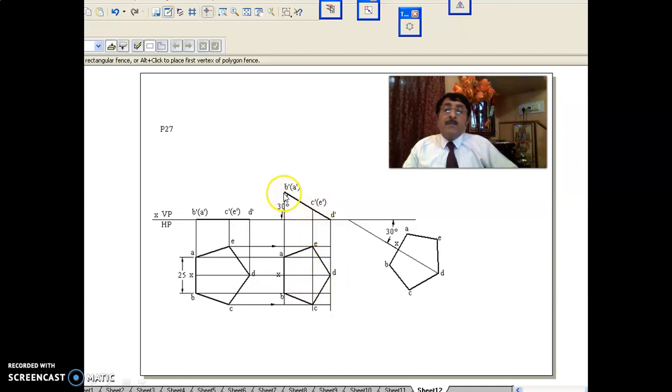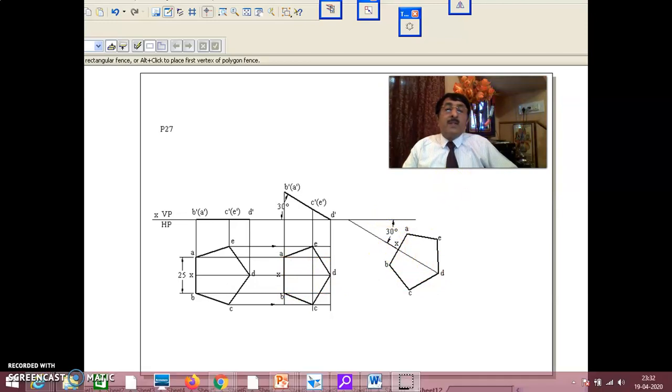The median is like a line inclined at 30 degrees to HP. When it is 30 degrees to HP, the line you get in the top view is not true length. It is reduced. That is why I'll say the top view of the median is DX. No, it is not the true length of the median. It is the top view of the median, which is inclined at 30 degrees to HP. The top view of the median is inclined at 30 degrees to VP.